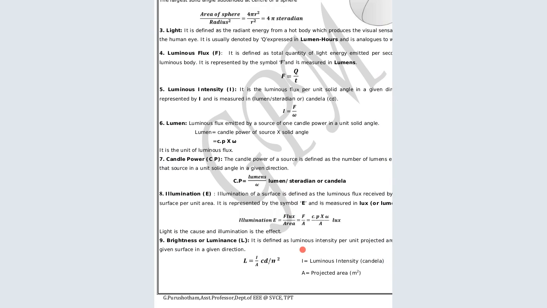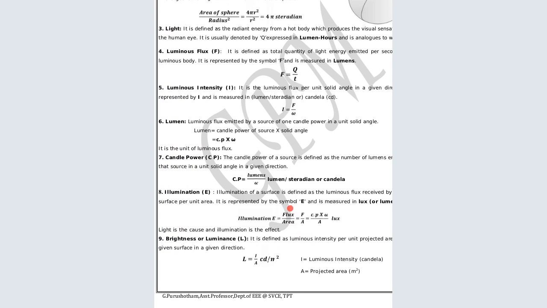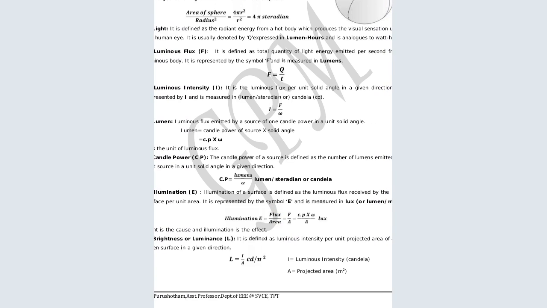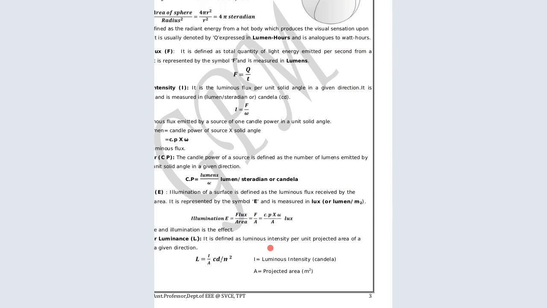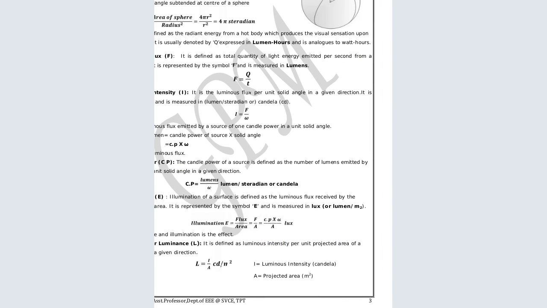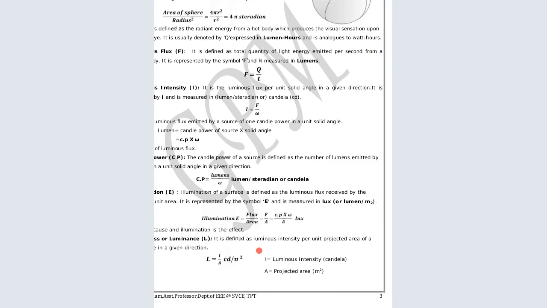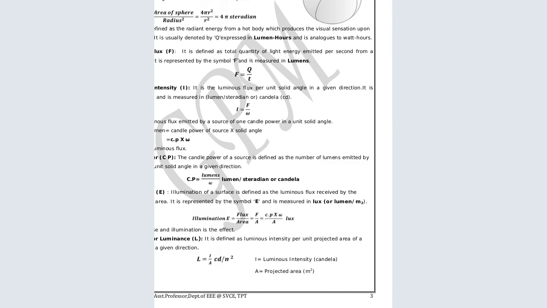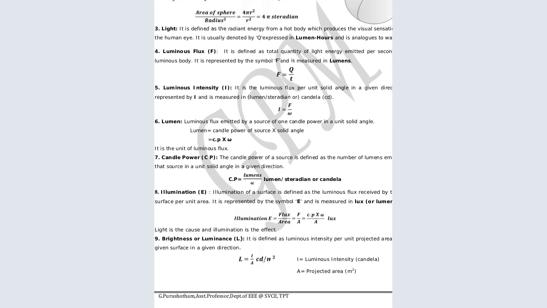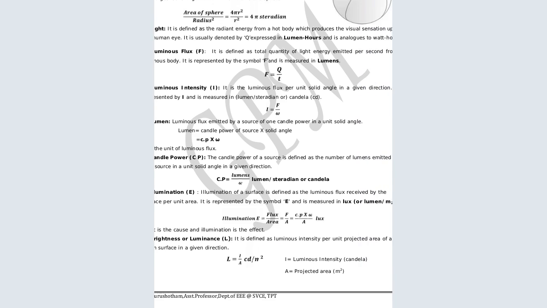Illumination E. Illumination of a surface is defined as the luminous flux received by the surface per unit area. It is represented by the symbol E and is measured in lux, that is lumen per meter squared. This is a very important formula. Illumination E is lumen per meter squared, that is, the luminous flux received by the surface per unit area. Light is the cause, illumination is its effect.